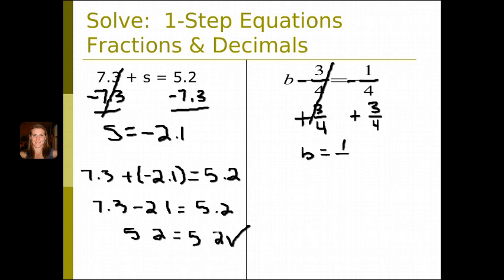To test your work, plug it back in. 1/2 minus 3/4 equals negative 1/4. When you do the math, you have negative 1/4 equals negative 1/4. Therefore, you're balanced and your check work is correct.